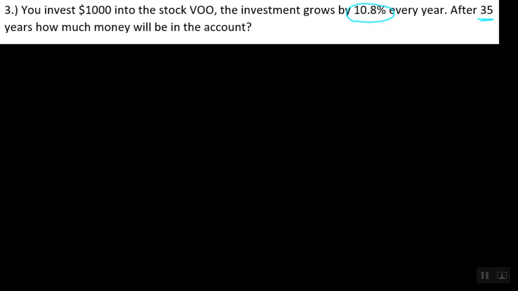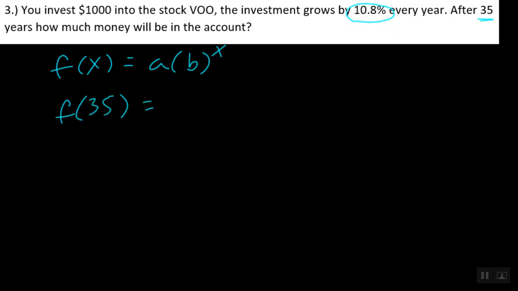Of all the examples we've talked about so far, this is actually a perfectly fine real-world example. Why? Because you could invest $1,000 today and then just never touch it. All right? And so let's see what this would look like. So we have f of x is equal to a times b to the power of x. And here, we're going to let this grow for 35 years. All right? And our starting amount is $1,000.